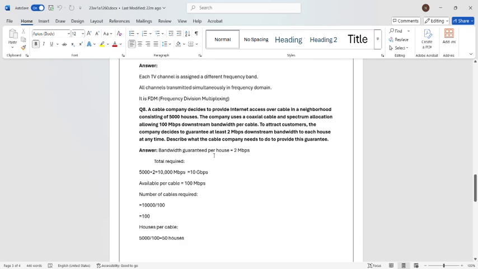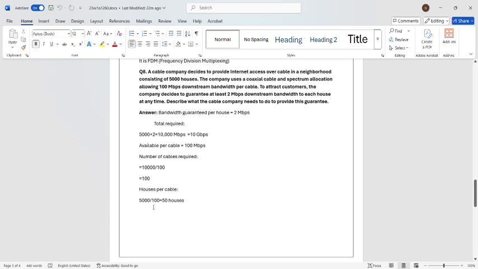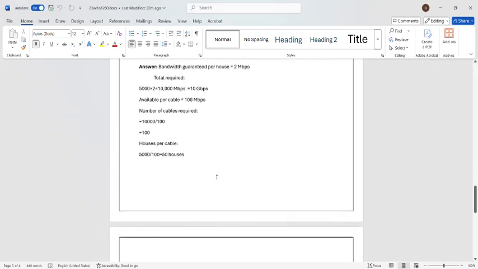Bandwidth guarantee per house is given as 2 Mbps. Total required is 5,000 into 2 Mbps, which is equal to 10,000 Mbps, that is 10 Gbps. Available bandwidth per cable is equal to 1000 Mbps. Number of cables required is 10. Houses per cable, 5000 by 10, is equal to 500 houses.